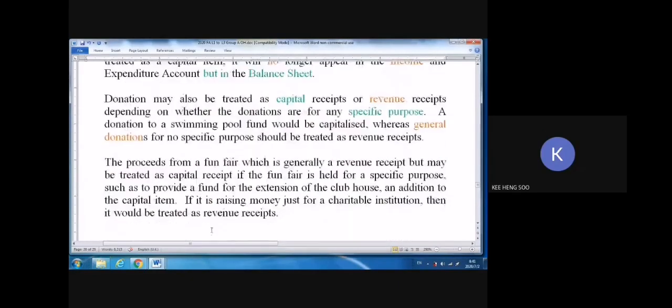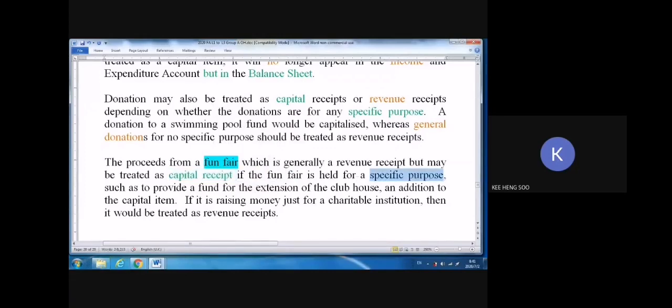Okay. Proceed from the fun fair. You know what's a fun fair? Buying food, selling food. In a fun fair, you got the games. So it can be a capital receipt also. It can be a capital receipt if you are holding this fun fair for a specific purpose.